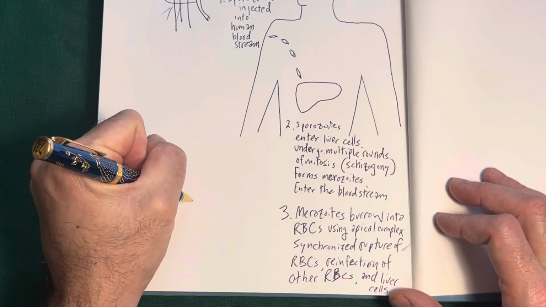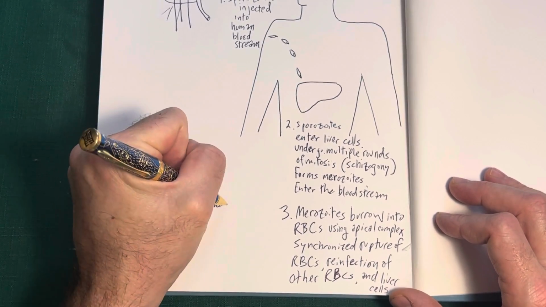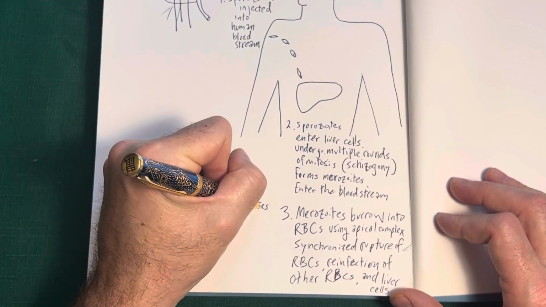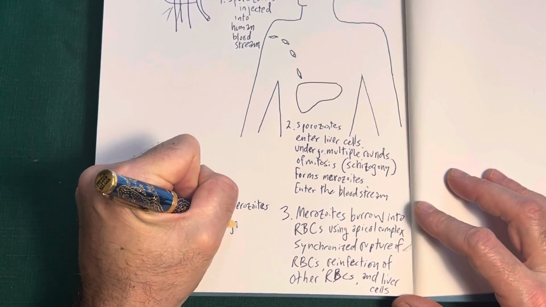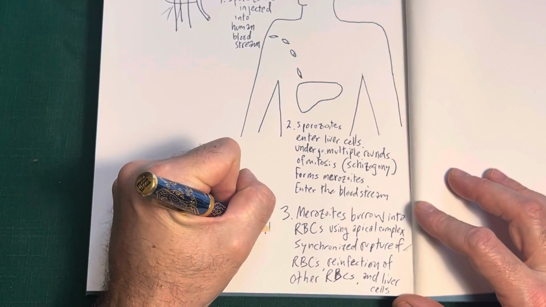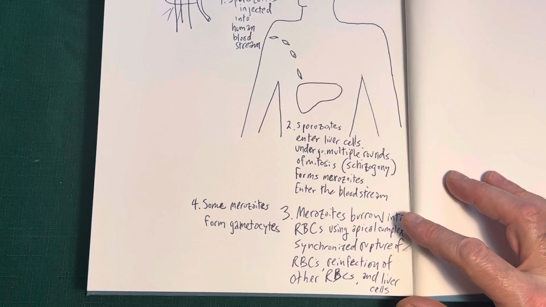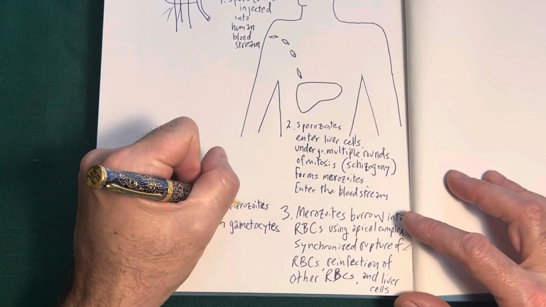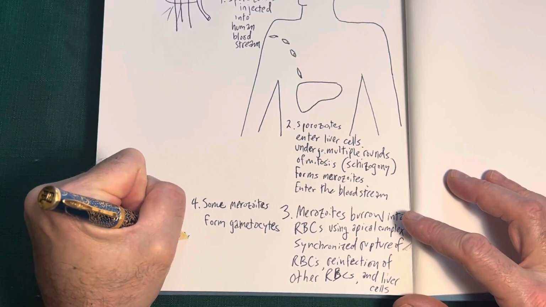All right, so step 4, some of the merozoites progress to form gametocytes. And the gametocytes are what are going to turn into the gametes eventually. And these do have oogamy, so they have male and female gametes. But as they're getting ready to do that, we need to have another Anopheles mosquito.